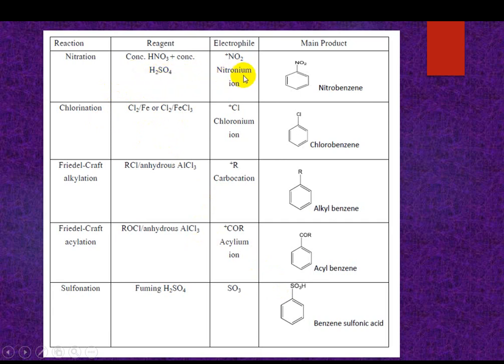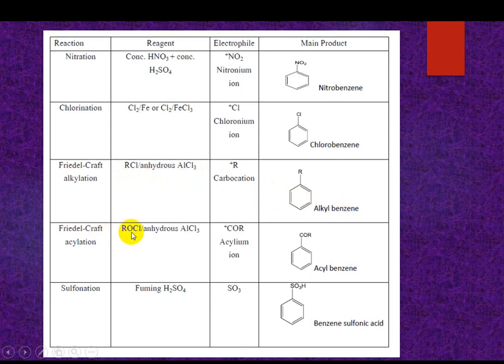Nitration reaction: nitronium ion, product is nitrobenzene, reagent is concentrated nitric acid and concentrated sulfuric acid. Chlorination: reagent is iron and chlorine, or ferric chloride, and the electrophile will be the chloronium ion, chlorine positive. At first you need the electrophile, you form this chloronium, this reaction occurs, chlorobenzene is formed. Friedel-Crafts alkylation: RCl, R means methyl chloride, ethyl chloride, propyl chloride. Okay, methyl chloride, this carbocation is formed, giving alkyl benzene.